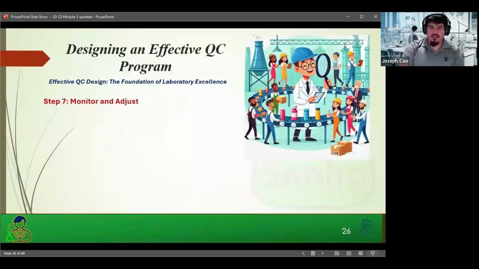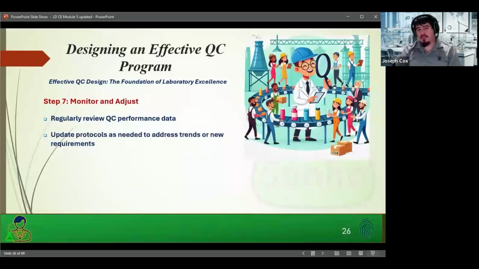And finally, monitor and adjust. Regular review of QC performance data is important, and you can update protocols as needed to address trends or new requirements. So collecting the data is one thing, but you have to be doing something with that data. Basically, if you're not doing something with the data, there's no point in collecting it.